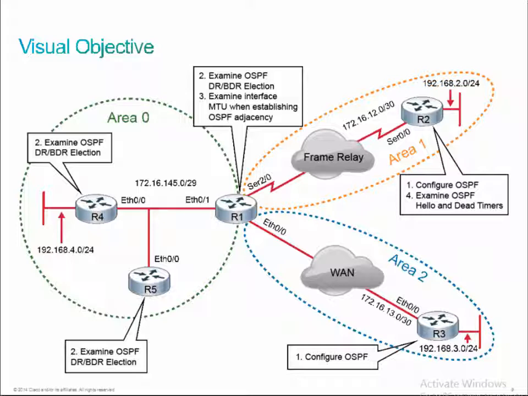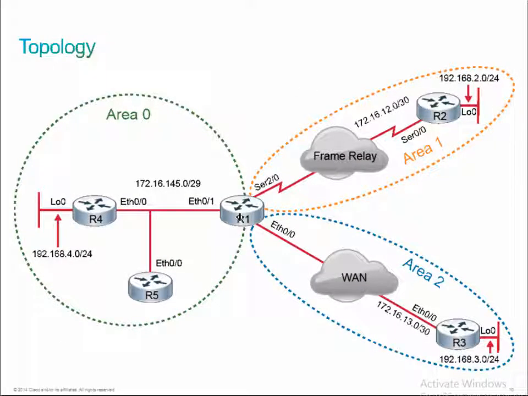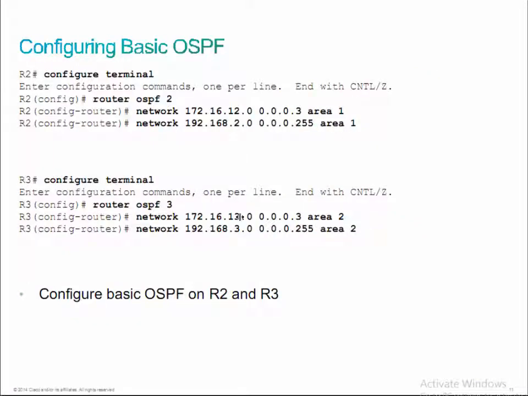So let's start by doing just our basic OSPF configuration on router number 2 and router number 3. This is what that configuration is going to look like. On router number 2, we go into global configuration mode, and we enable OSPF using something called a process ID. This is different than an autonomous system number. You'll notice that the numbers don't actually even match on the routers. On router 3, we're using process ID 3. On router number 2, we're using process ID number 2.